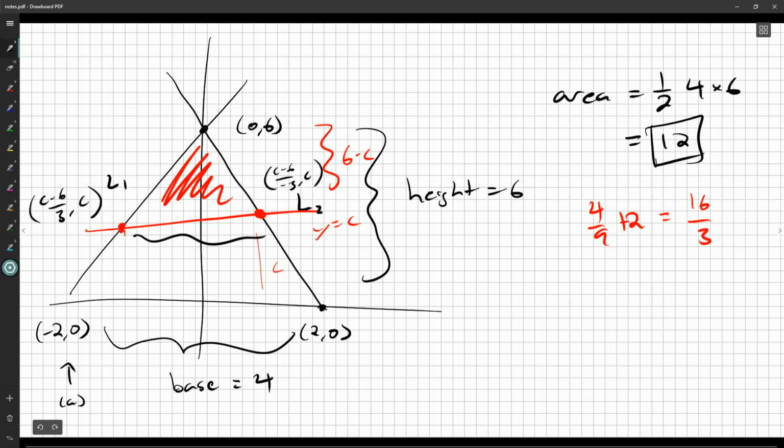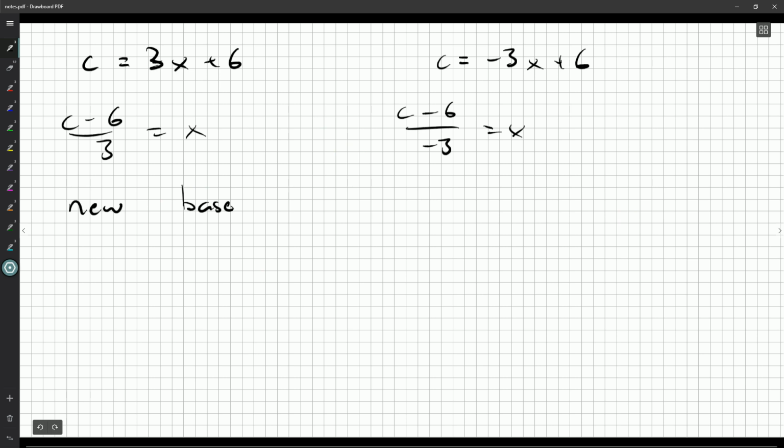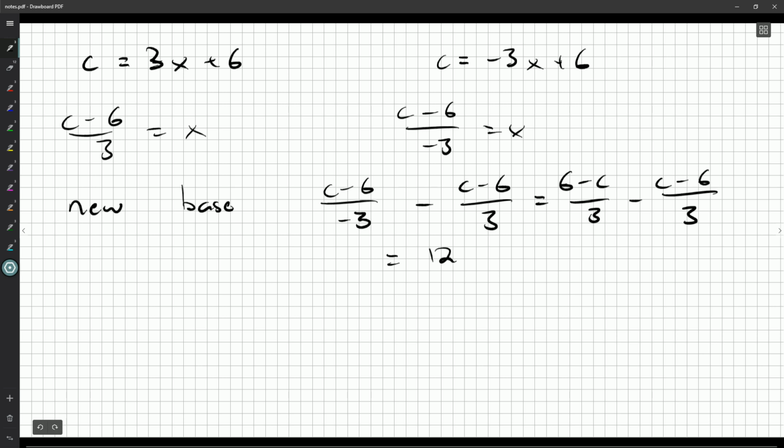I do have the order of these correct. C is clearly less than 6, so C minus 6 is negative, so dividing it by -3 would give me a positive x value. So it'll be (C minus 6)/-3 minus (C minus 6)/3. And that'll be 12 minus 2C over 3.